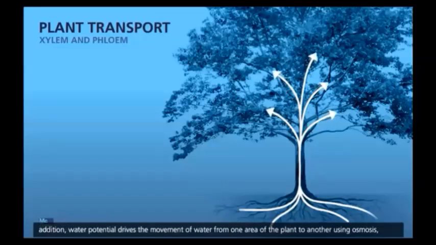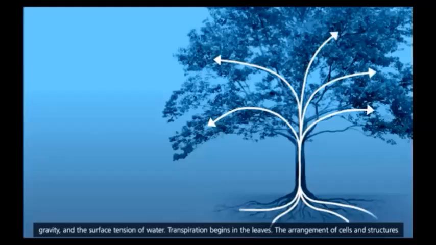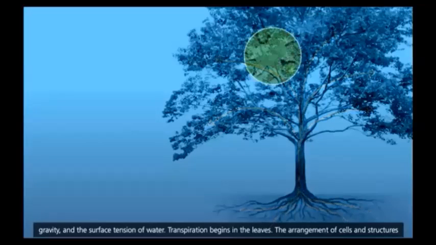In addition, water potential drives the movement of water from one area of the plant to another using osmosis, gravity, and the surface tension of water. Transpiration begins in the leaves.